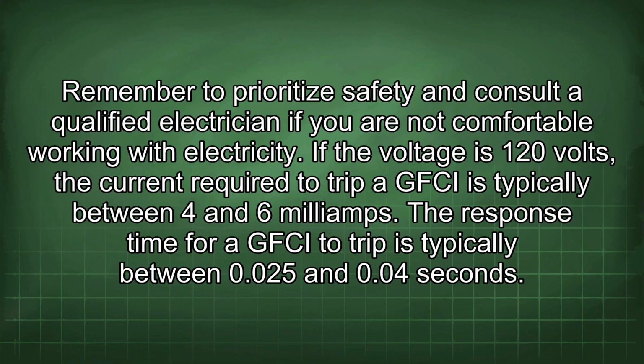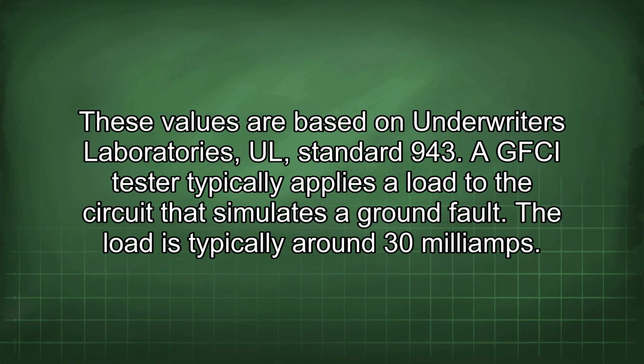If the voltage is 120 volts, the current required to trip a GFCI is typically between 4 and 6 milliamps. The response time for a GFCI to trip is typically between 0.25 and 0.4 seconds. These values are based on Underwriters Laboratories Standard 943.